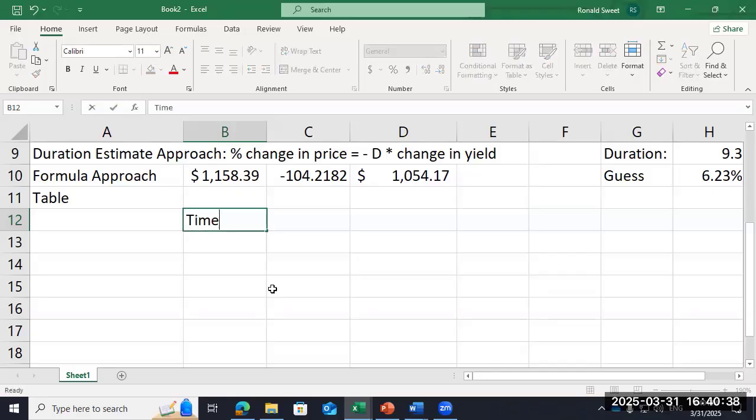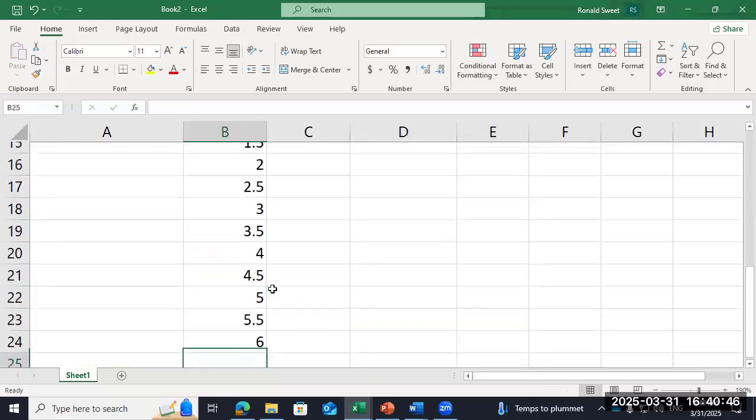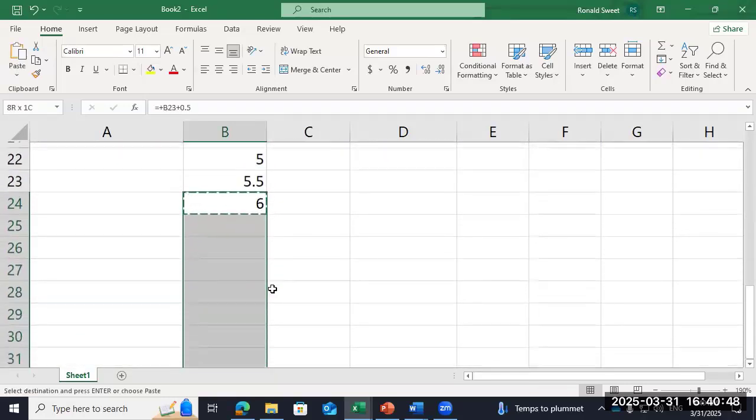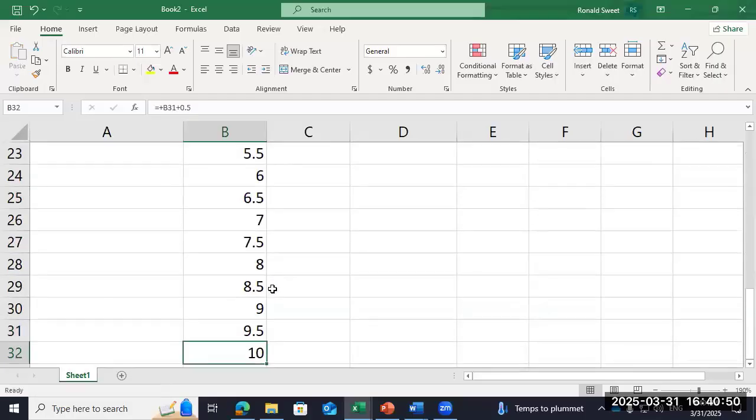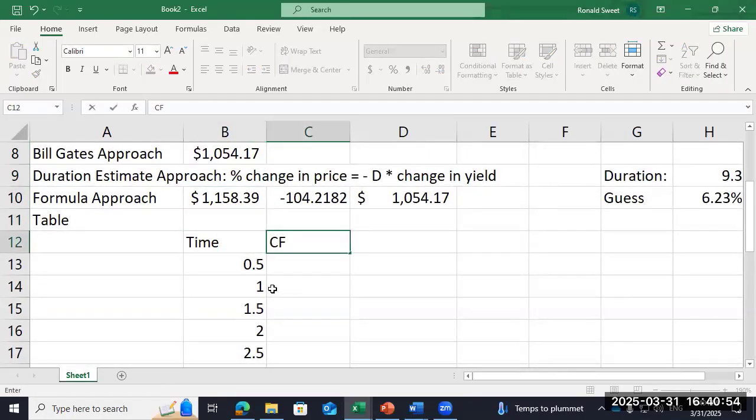Okay. So how many periods do we have? In 6 months, we get a cash flow. In a year, we get a cash flow, all the way out for 10 years, right? We're going to get a cash flow every 6 months. What's our cash flow going to be? Well, it's going to be $24.50, right?